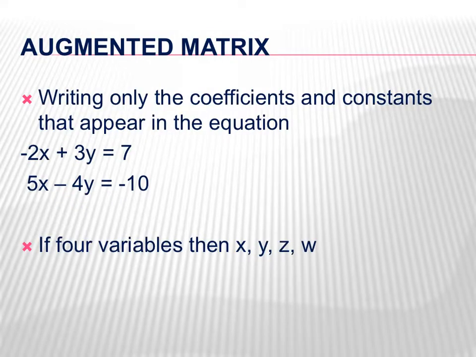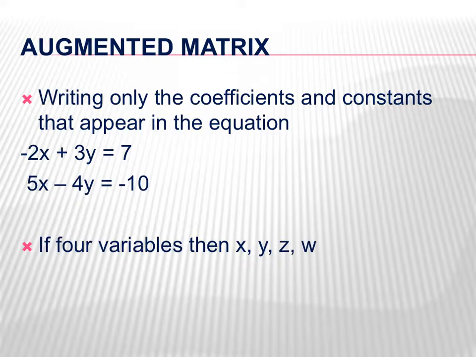An augmented matrix is one in which we replace a system of variables with just the matrix. So when you do that, you're writing only the coefficients and the constants that appear in the equation. So I'm eliminating out my variables. And it goes in order.